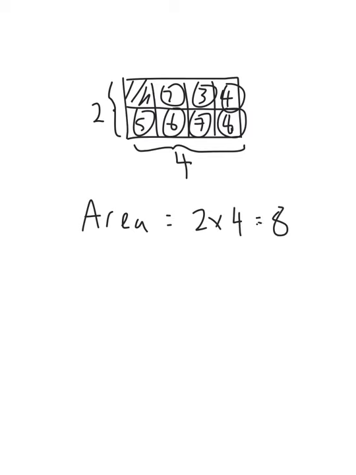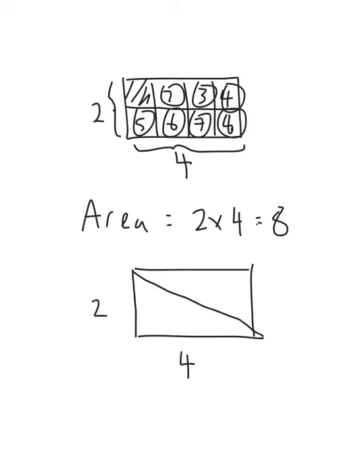Okay, so now imagine that you've got the same rectangle, which is 2 by 4, but this time you chop it in half, so you've got a triangle, and you're wondering what the area of this triangle is. At the moment it's a right angle triangle. I'm not going to talk about triangles that don't have right angles in them in this video.